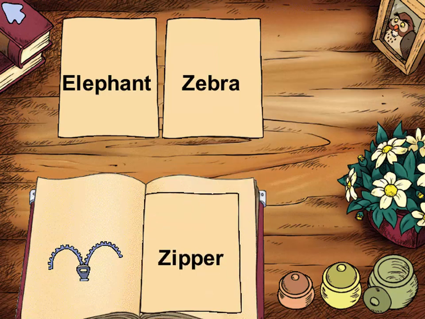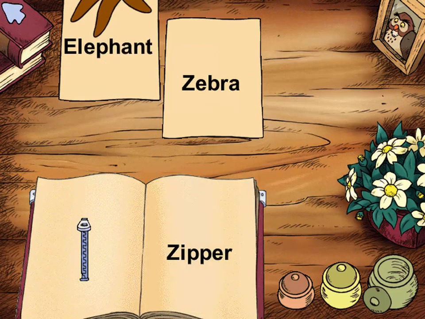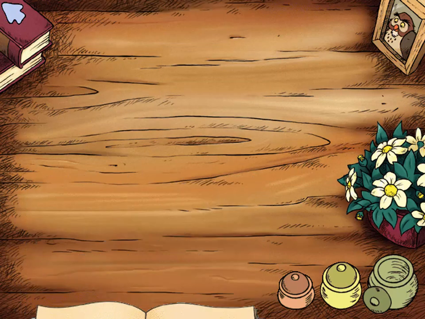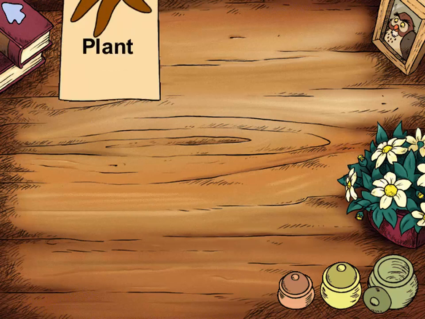Shall we get started? Zipper. Zip up your zipper. It's cold outside. You've earned a gold star for level 3. I'd say we're ready for a new set of pages.